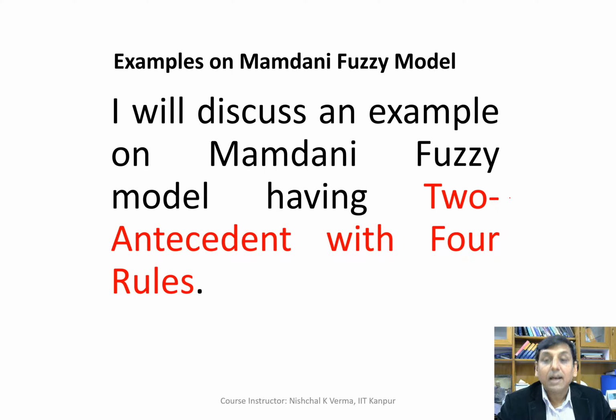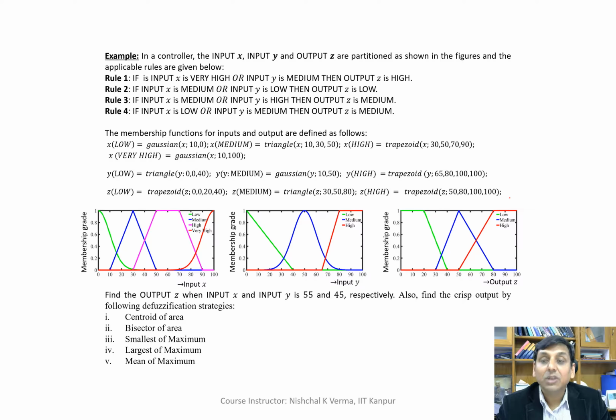In this lecture, we'll discuss another example which is based on the Mamdani fuzzy model. Here in this Mamdani fuzzy model, we will have two antecedents with four fuzzy rules. So, let us quickly go through this example.